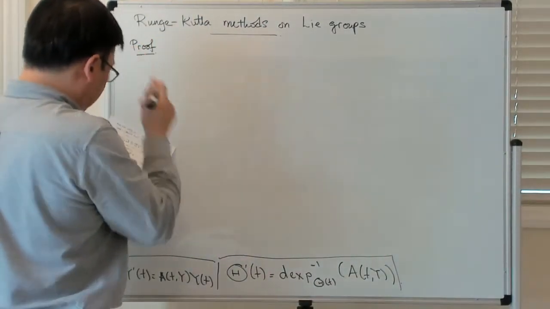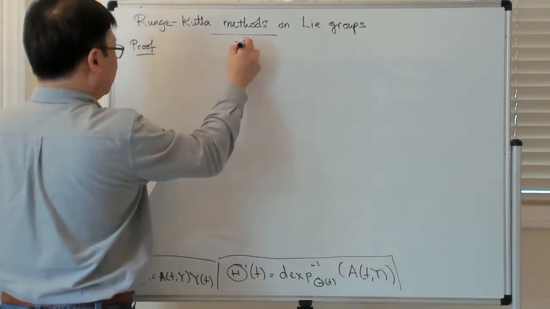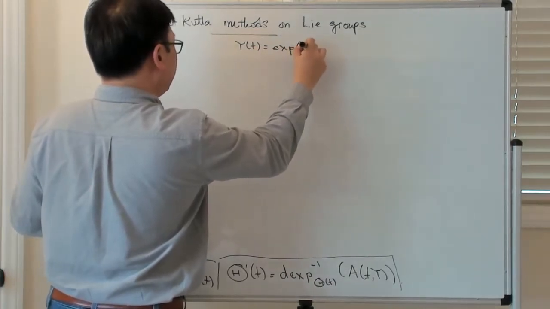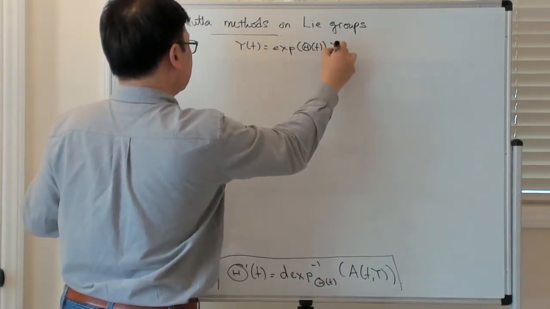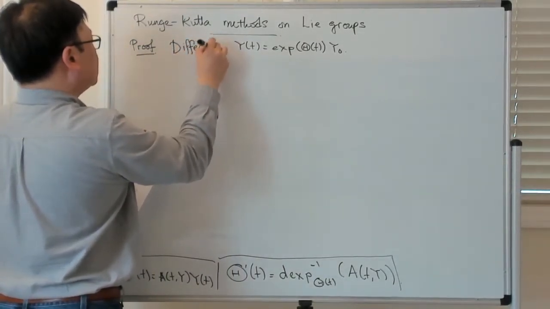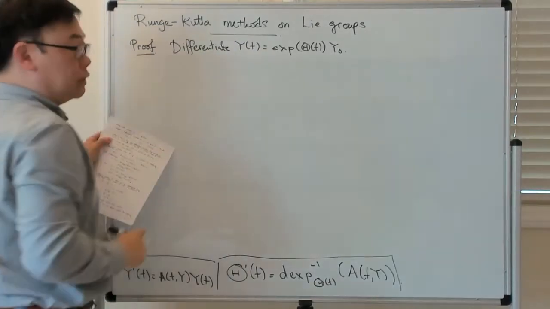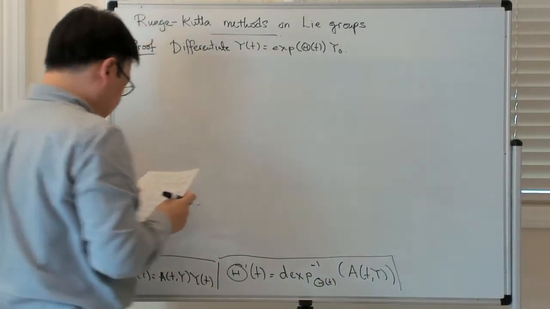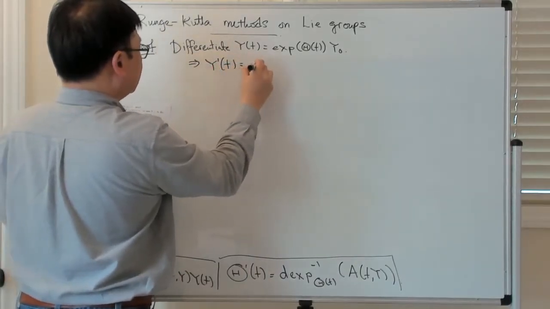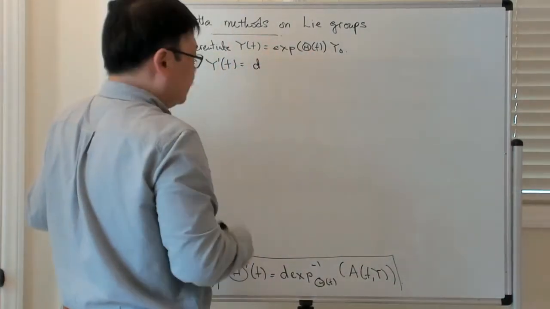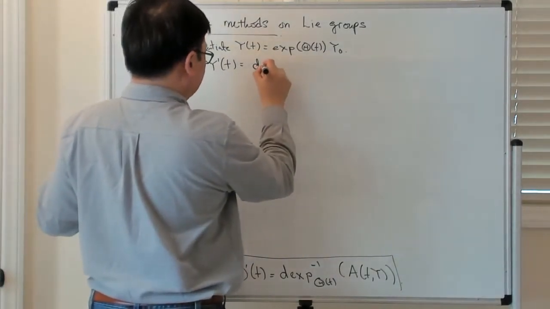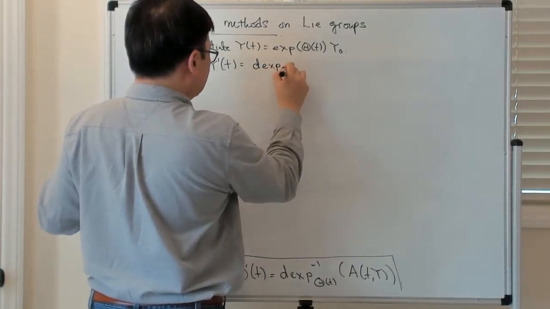Okay, so I first start with y of t equals the exponential of theta of t times y0, and I can differentiate that with respect to t. That gives you y prime of t, so the derivative of this, if you recall, was right trivialized, to give you this dexp term.